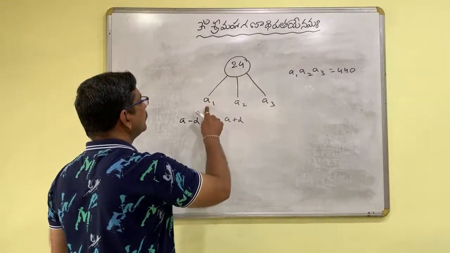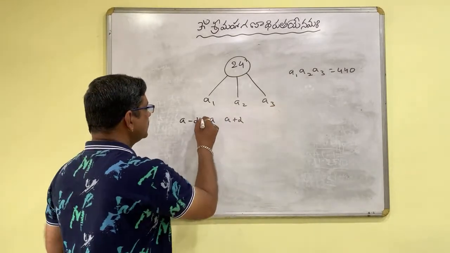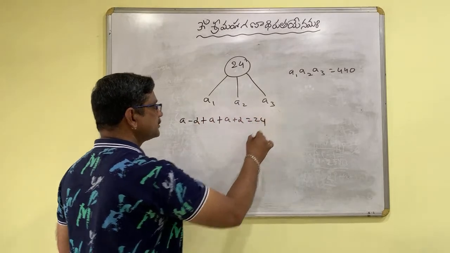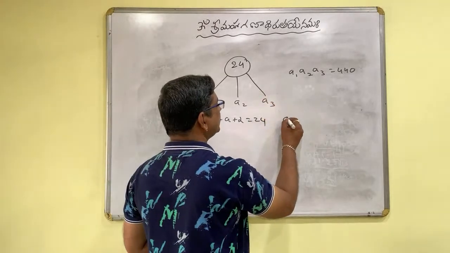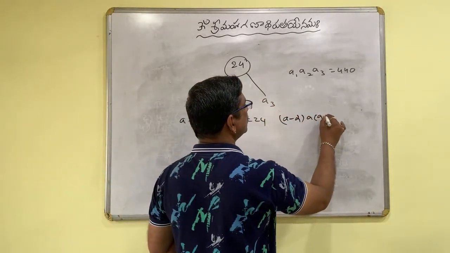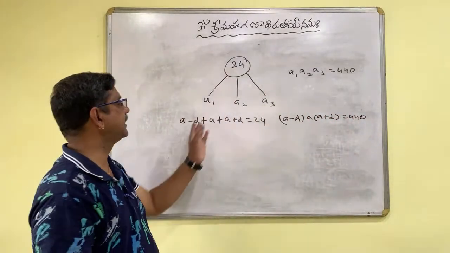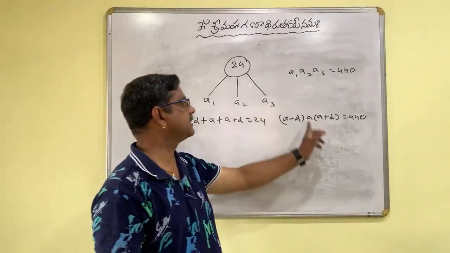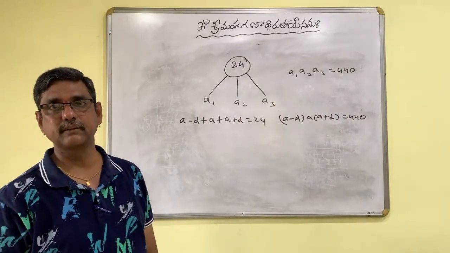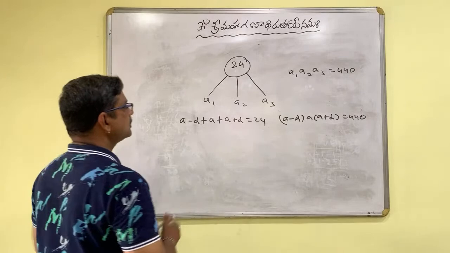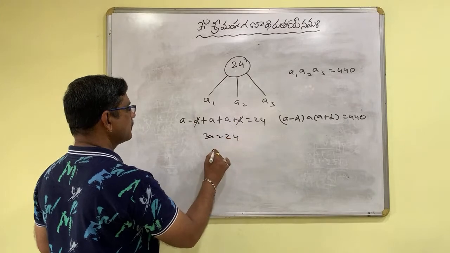24, we need to divide it into 3 terms such that they are in AP. That means the sum of these 3 terms is 24. Is that right or wrong? And the product of these 3 terms is 440. We need to find out those 3 terms. Now, simplify this. D gets cancelled. 3A is 24, A is 8.